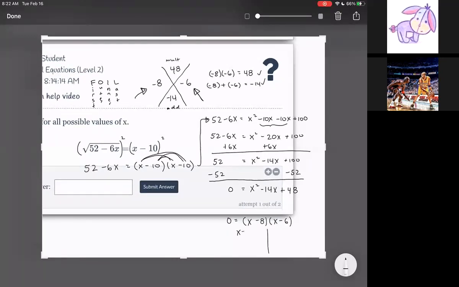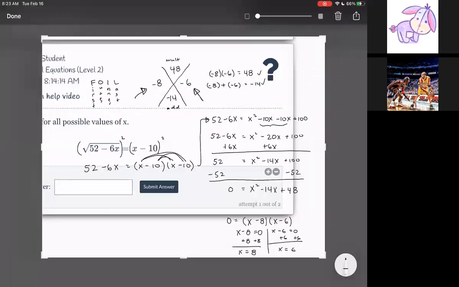We have x minus 8 equals 0. That means you can add 8 on both sides, and you get x is equal to 8. On the right side, we set x minus 6 equals 0. We can add 6, and you get x is equal to 6. Pausing here, are there any questions?